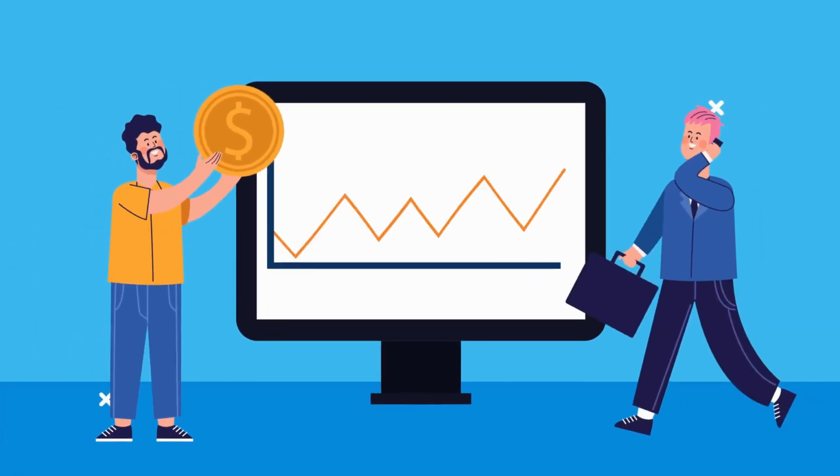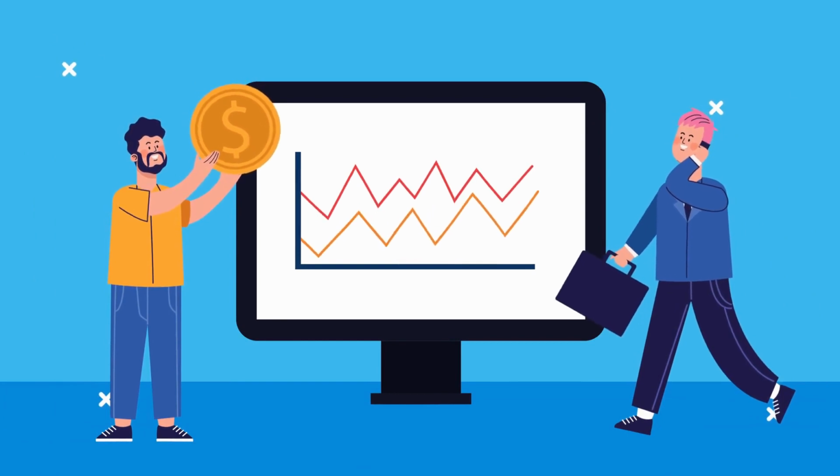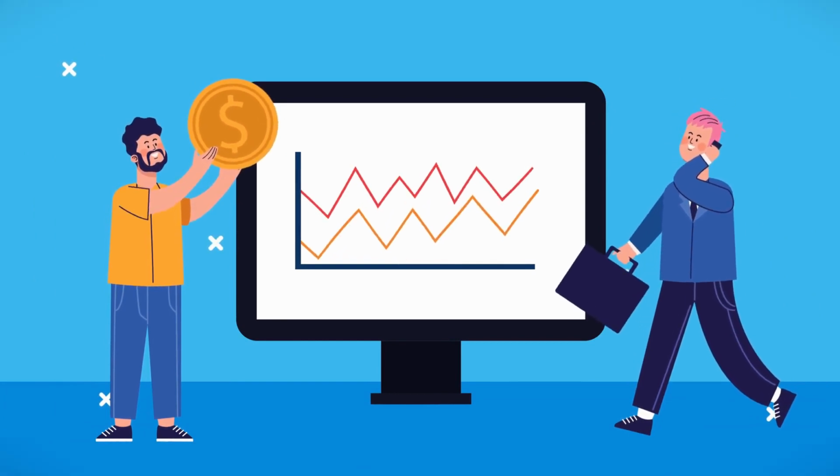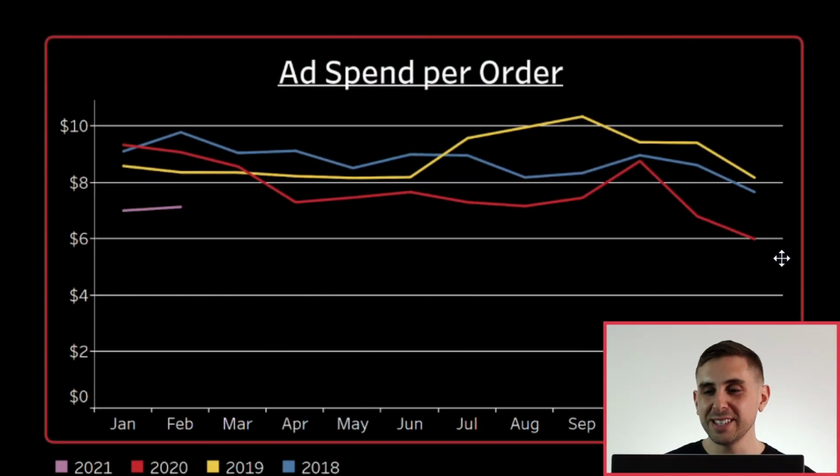Next, we have ad spend per order. Now this is the amount that you have to spend in order to get an order through sponsored product ads in the USA marketplace. And this is really cool because this has dipped to a low as well in 2020. And as you can see, that low has continued throughout the beginning of 2021. And we're sitting right around $7 per order, generally speaking, across all of these accounts.